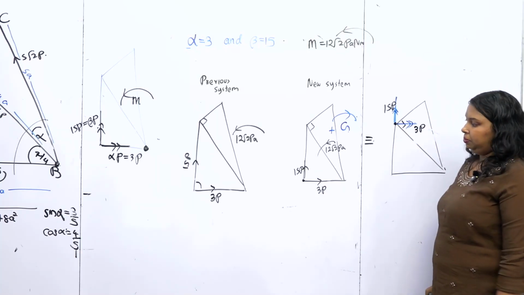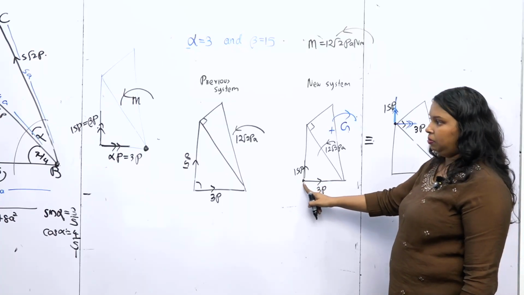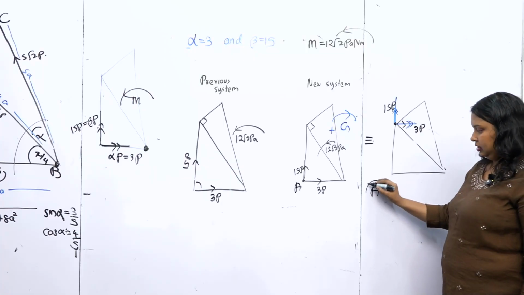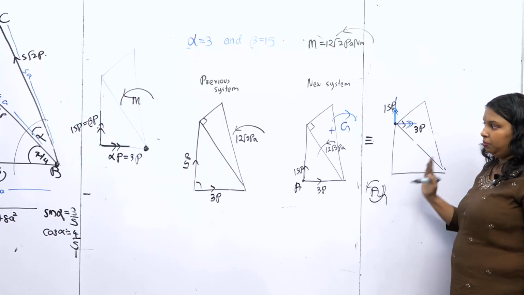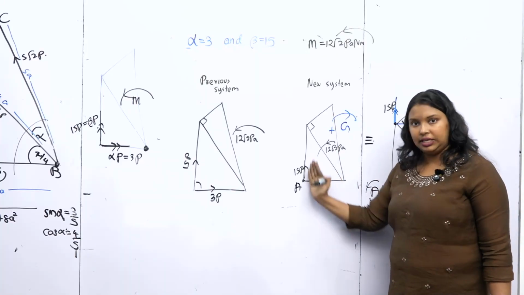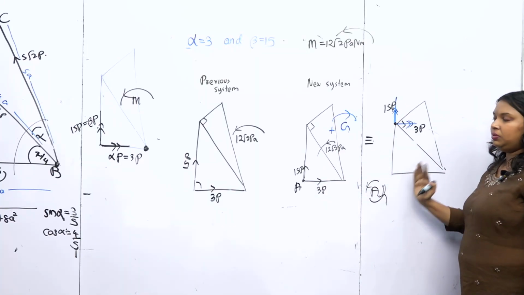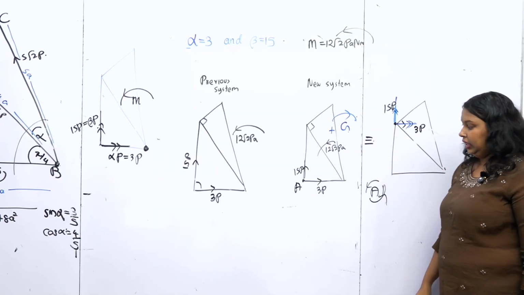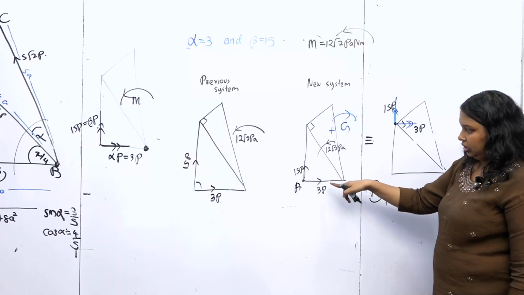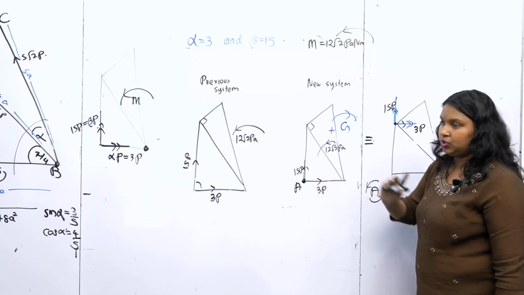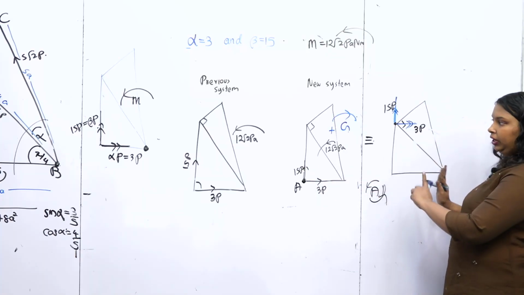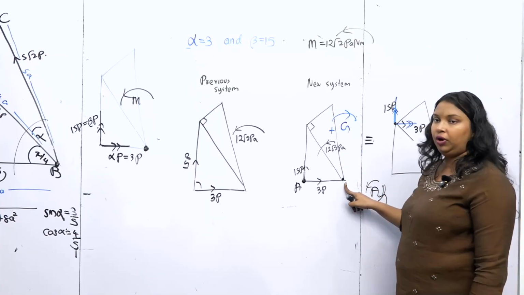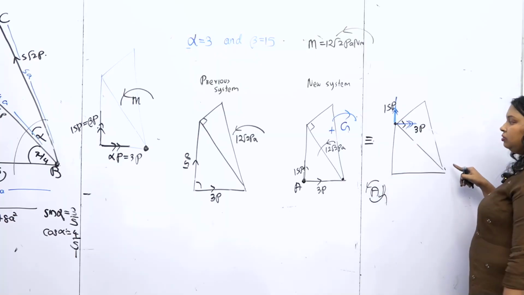Take it wherever you like. Let's take moments around this point A, or D, no problem. I will take moments around A. Moments around A from this system is equal to moments around A from this resultant system. We did the same thing in that one also. You can take moments around any point you want, so moments around this point of this system equal moments around this point of this system.